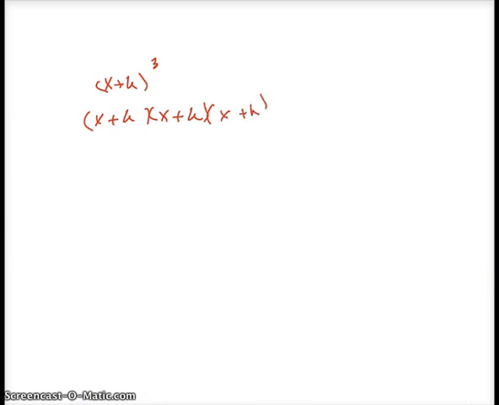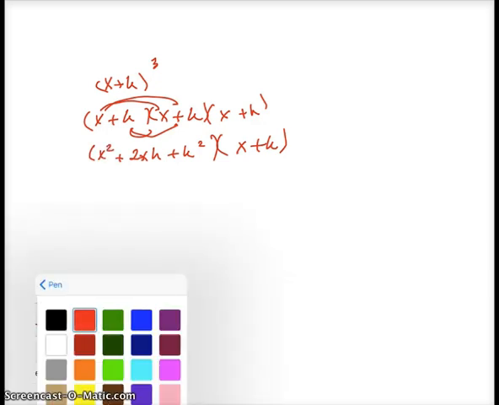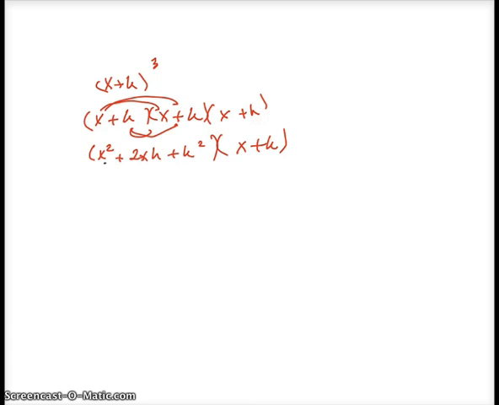All right, so I'm going to multiply the first two binomials together using FOIL. So that will give me x squared plus 2xh plus h squared. So now we will multiply by x plus h. So I have to distribute x squared to x, so that gives me x cubed, and to h plus x squared times h. I'm finished with the x squared.